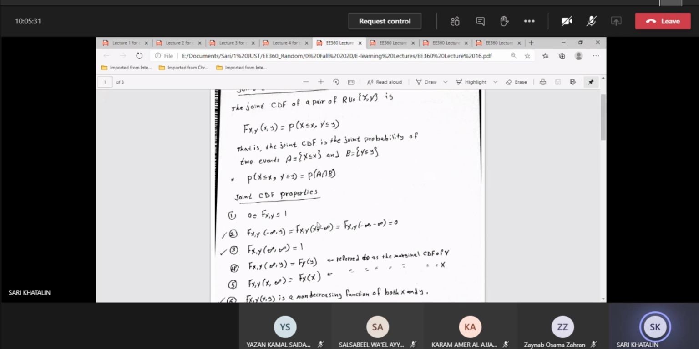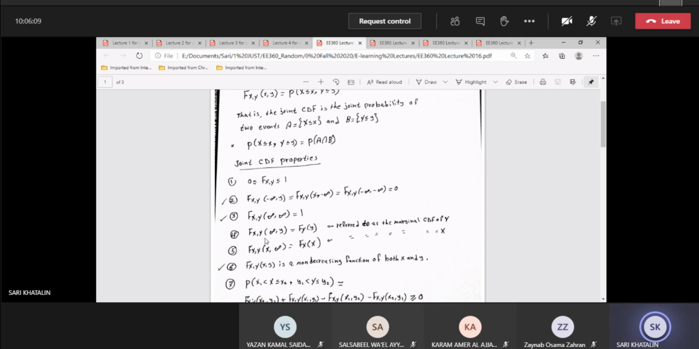The second property is the joint CDF where one of them goes to minus infinity, either x or y, or both of them go to minus infinity. Then the joint CDF will be equal to 0. If both of them go to infinity, x and y, both random variables going to infinity, then the joint CDF will be equal to 1.